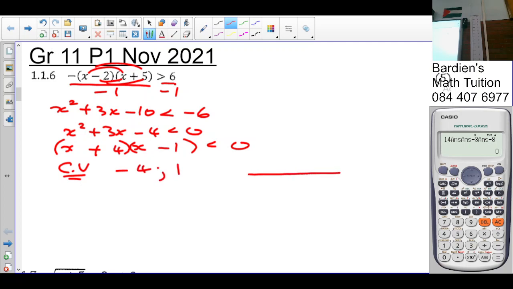And you can either use your sign line, your sign table, or you can use your graph. Either you can use your sign line or your graph. I normally use the graph. So you got negative 4 and 1. So what we say, it must be less than 0. So it's below the line.